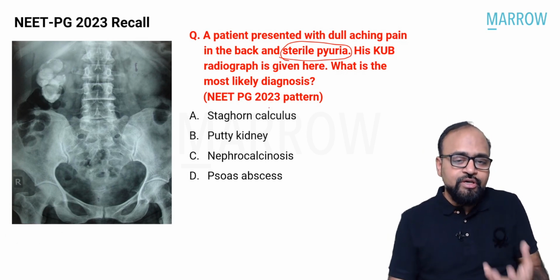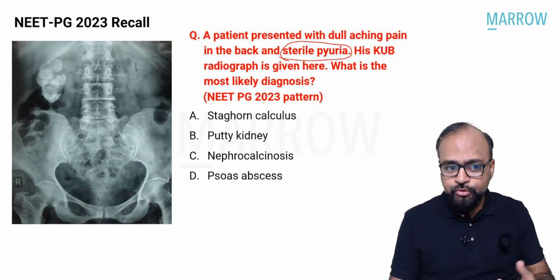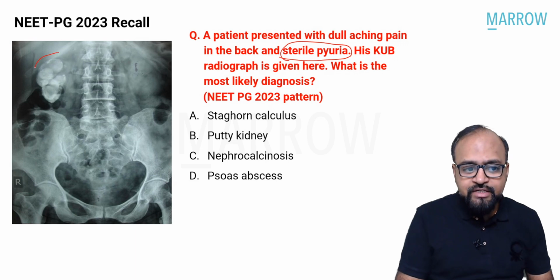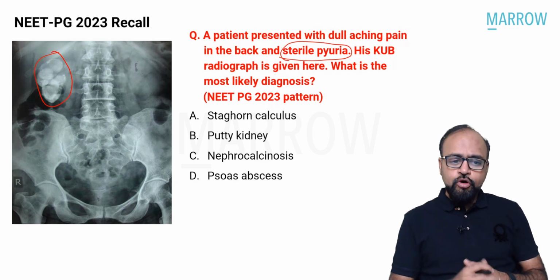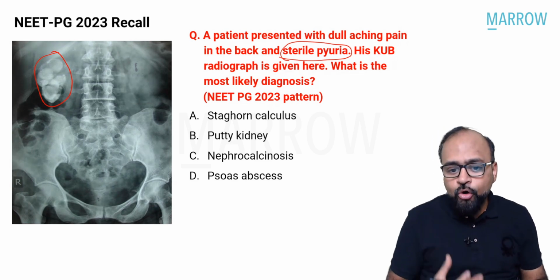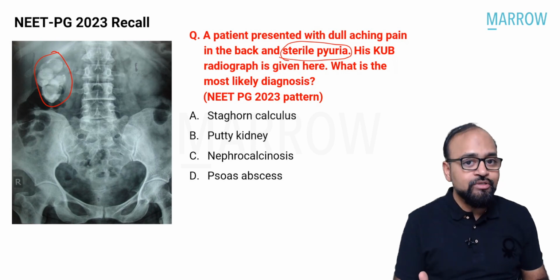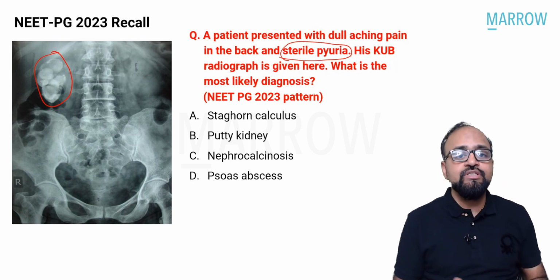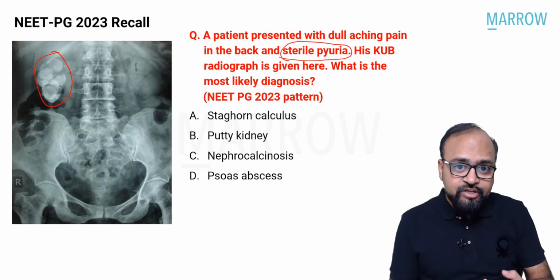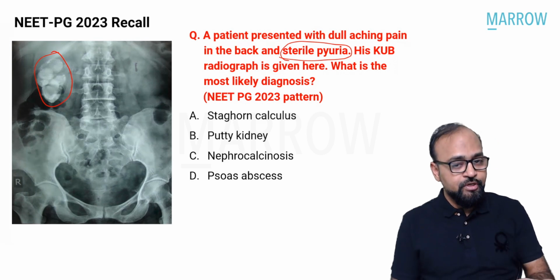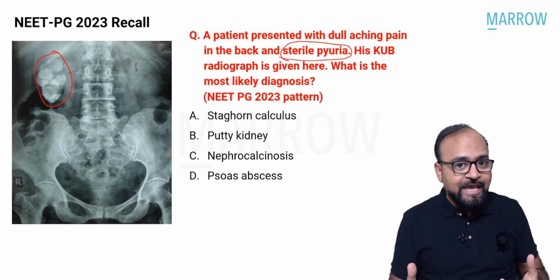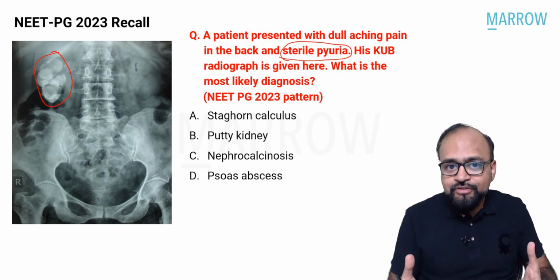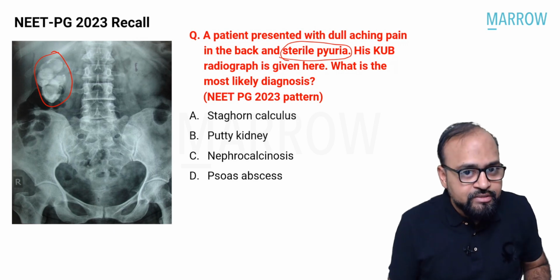So what do you see on a kidney, ureter, bladder radiograph? You're able to see an opacity, a calcific opacity in the region of the right kidney here, right? Now, what could this be? Can it be a staghorn calculus? A staghorn calculus is a calculus which basically is formed by a cast filling out the entire pelvicalyceal system. So the shape of a staghorn calculus is actually like the horns of a stag, and it has a branching appearance because it is actually filling up the pelvicalyceal system.